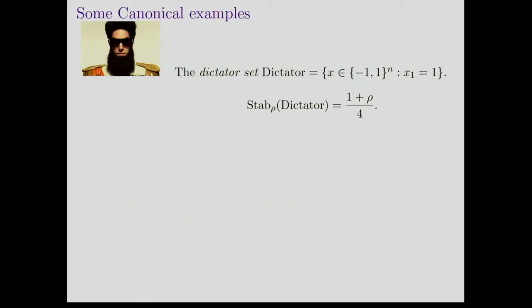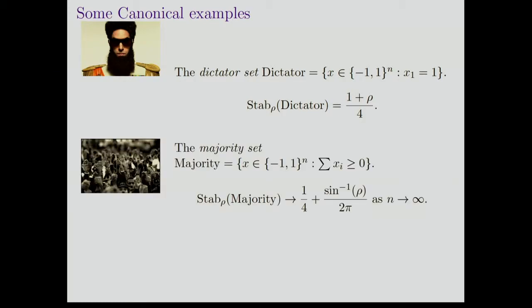There are some examples. This is the dictator set. So the dictator is just you look at one coordinate, deciding if you're inside the set or not. So let's say that if x1 is 1, you're inside the set, and otherwise you're outside the set. So what's the stability of that? Well, you toss your coin, and the probability that the coin lands in the set to begin with is 1/2. Then what's the probability that the second coin lands in the set? This is 1 plus rho over 2, so you get 1 plus rho over 4.